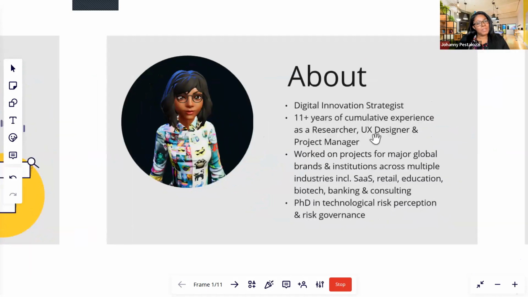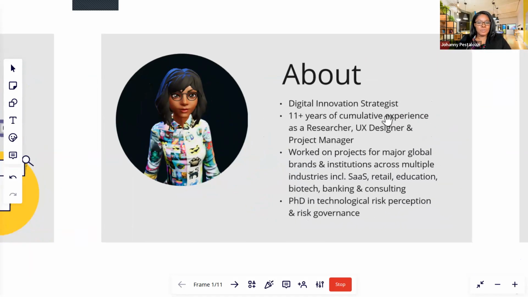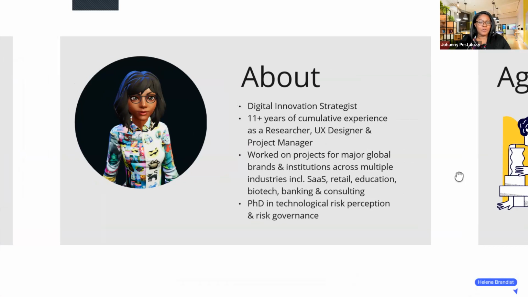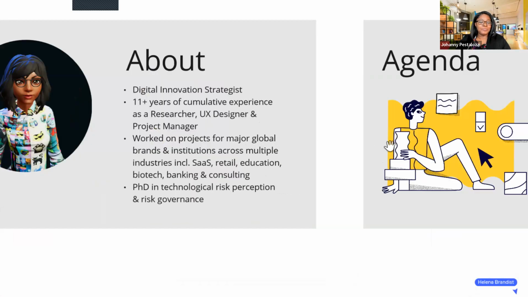So some words about me. I am a digital innovation strategist based in Zurich, and I have more than 11 years of cumulative work experience as a researcher, UX designer, and project manager. I have worked on projects with major global brands across different institutions and industries, including software as a service, retail, education, biotech, banking, and consulting. I have a specialization in technological risk perception and risk governance. I have this blend of experience, and I would be very happy to also get your insights based on the experiences you bring from the different industries you work in.